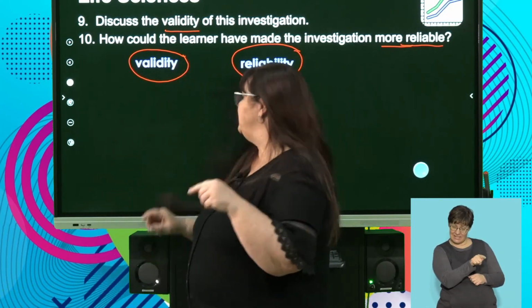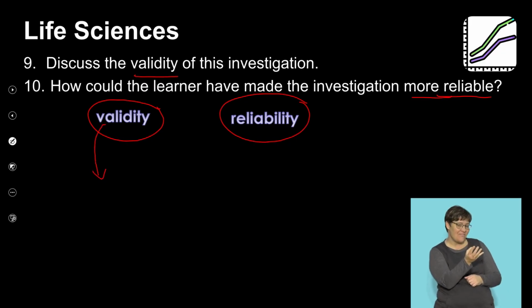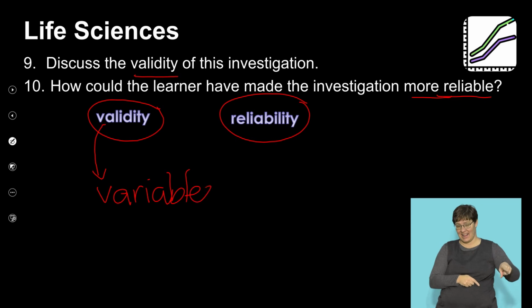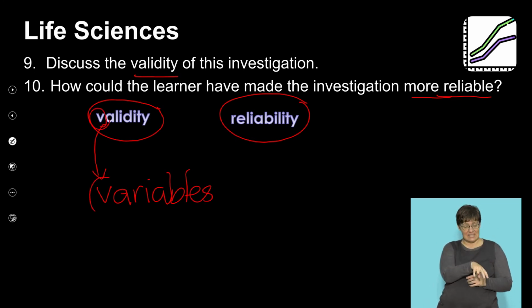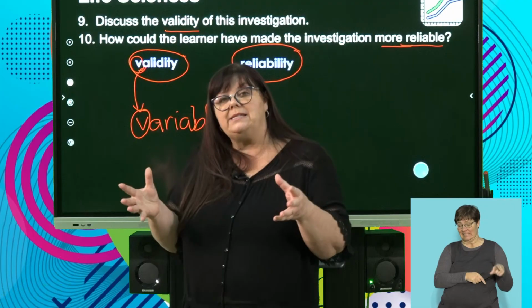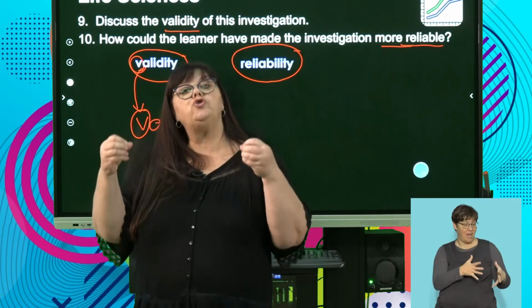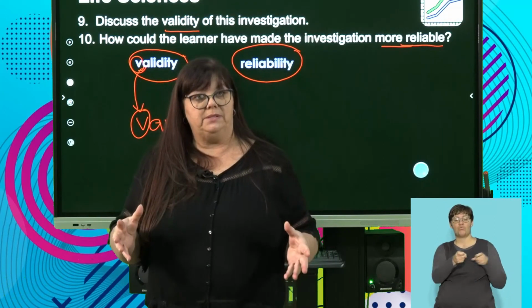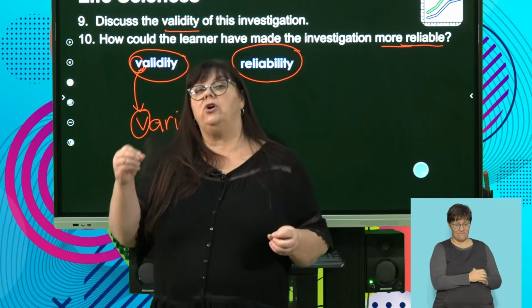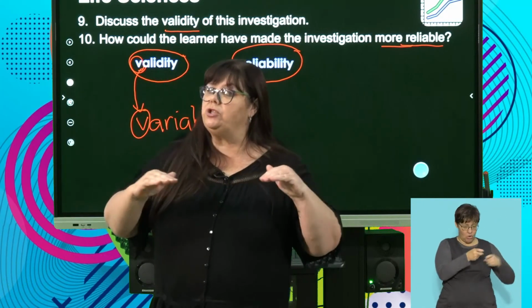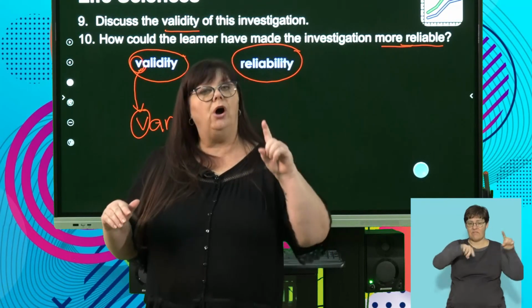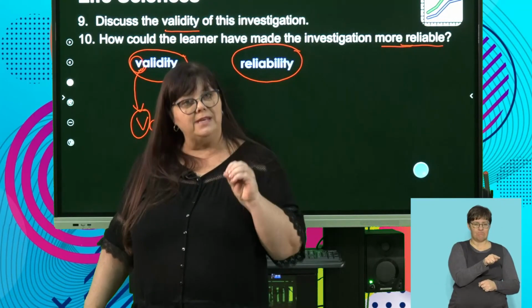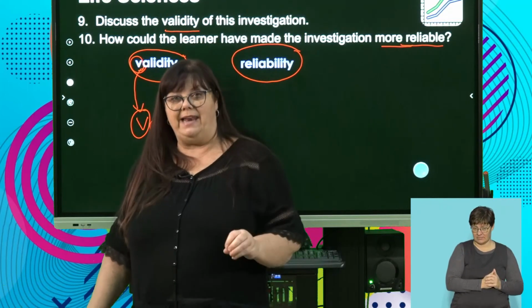Validity, and I want to give you a tip here, validity talks about the variables. So will you remember, please, V for validity, V for variables. And this is, did the learner control the investigation by controlling the variables? If the learner controlled the variables and kept certain variables constant and only changed one variable, then we can say that this investigation is valid.